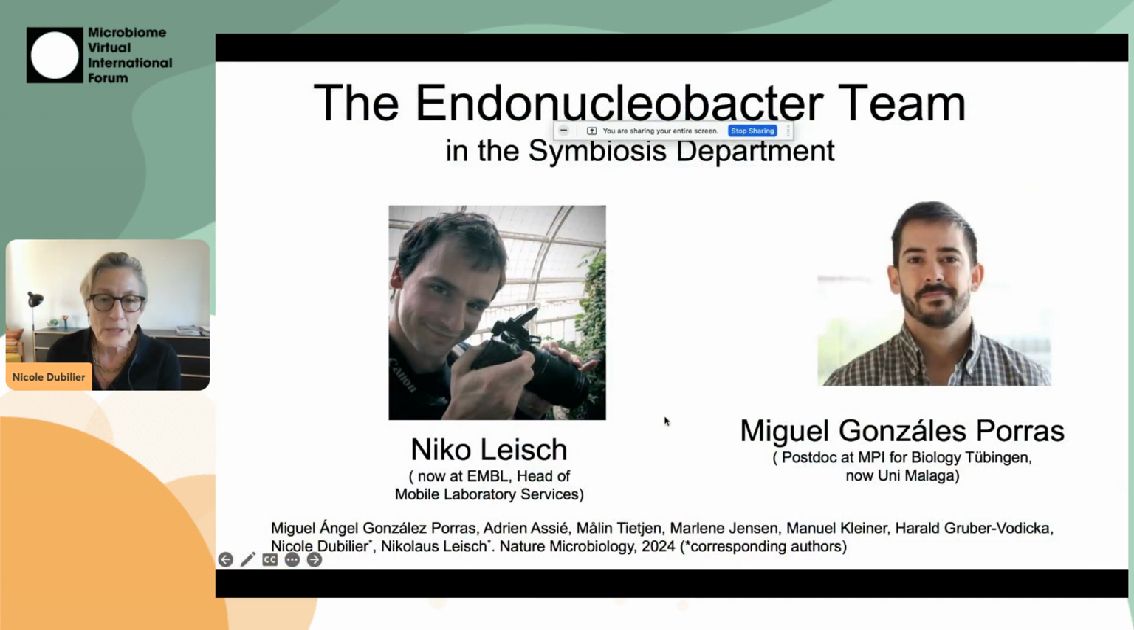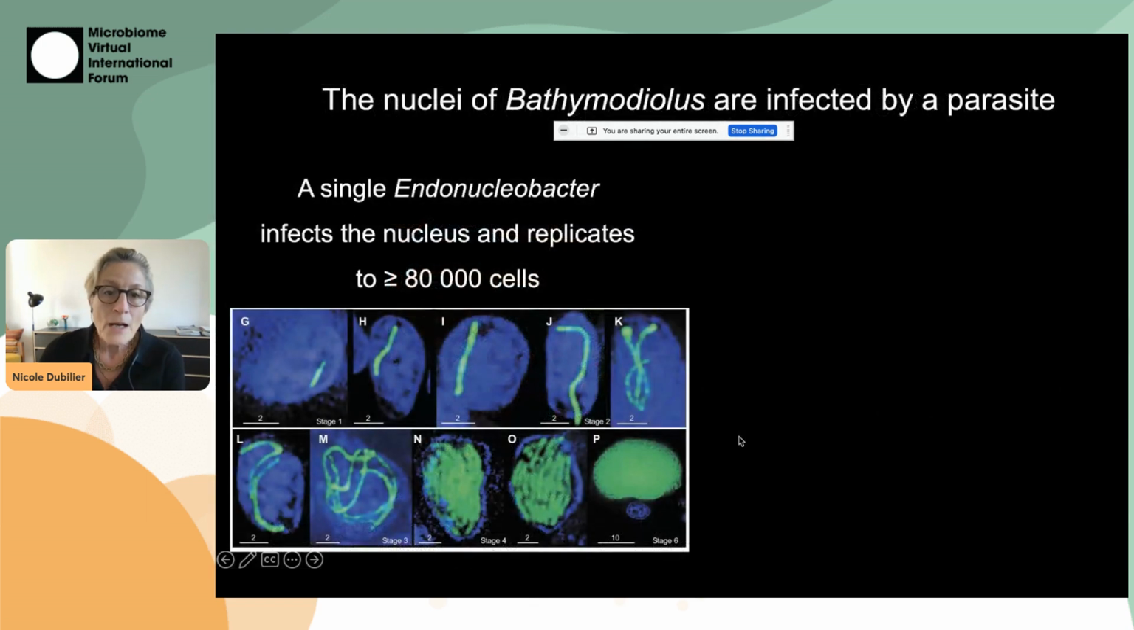And the two people that did the work are Nicole Dubilier, who is now the head of Mobile Lab Services at EMBL, and Miguel Gonzalez Porras, who did a postdoc at the MPI for Biology in Tübingen, and is now at the University of Malaga. So the parasite that we found, a gamma proteobacterium, I'll show you a tree in the next slide, a single pathogenic microbe, Endonucleobacter, infects the nuclei of the deep sea mussels, and it replicates.